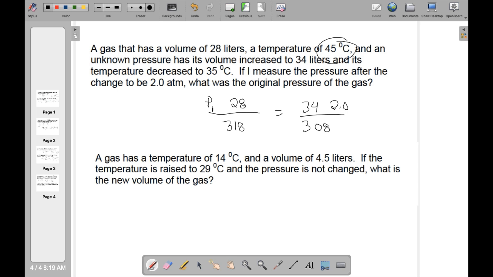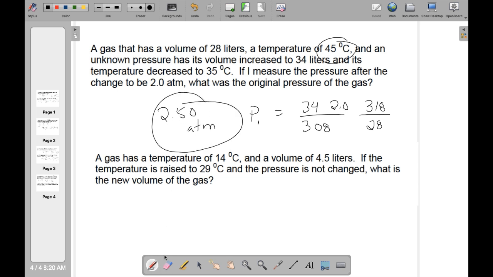So to isolate this, I'm going to have to multiply both sides by 318 over 28. On this side, it will cancel. On this side, I'll get 318 over 28. So that's going to be my pressure. So I should take 34 times 2 times 318 divided by 308 times 28, and I should get 2.5 atmospheres. Okay? All right, moving on down.